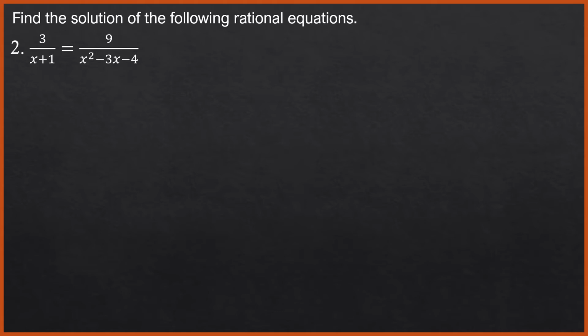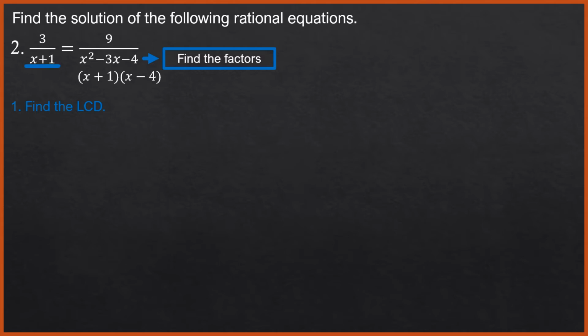Example number 2, we have 3 over x plus 1 is equal to 9 over x squared minus 3x minus 4. For our first step, we have find the LCD. But before we can find the LCD, let us find first the factors of x squared minus 3x minus 4. And the factors of it are x plus 1 and x minus 4. Now looking at our denominators, we can say that our LCD now is x plus 1 and x minus 4.